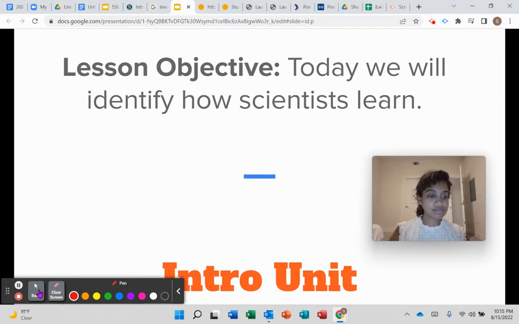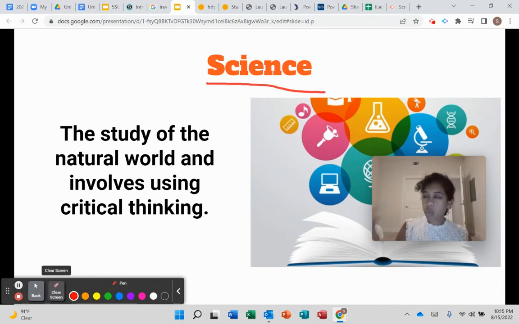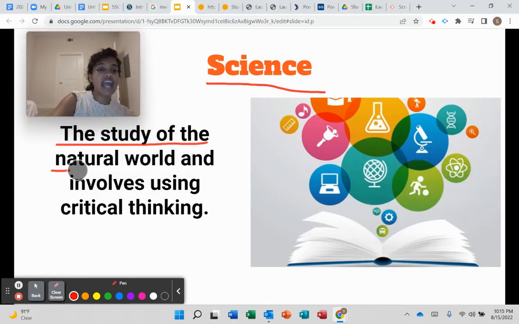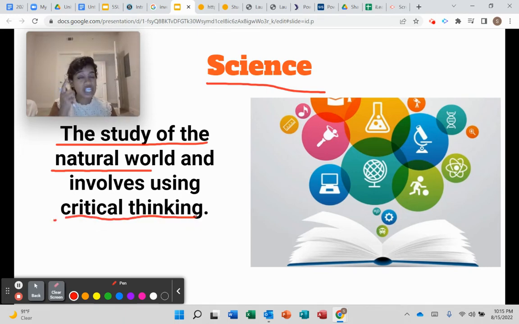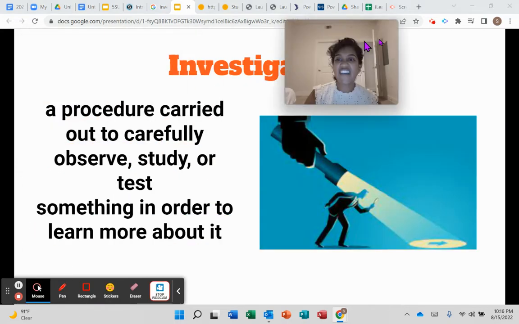All right. Now, let's go through our vocabulary words. Our first word is science. Science is the study of the natural world that involves using critical thinking. Critical thinking means questioning and using our brains. So scientists are studying the world around us and thinking about all the things. They're using critical thinking to study the world. All right, now let's go on to an investigation.